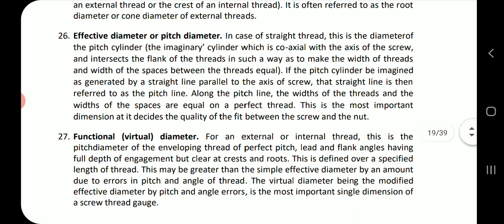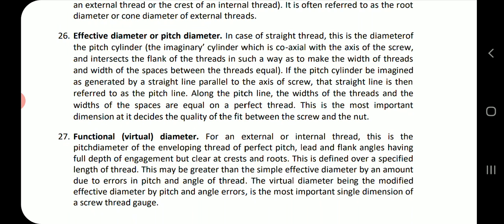Effective diameter or pitch diameter. In case of straight thread, this is the diameter of the pitch cylinder, the imaginary cylinder which is coaxial with the axis of the screw and intersects the flank of the threads in such a way as to make the width of threads and width of the spaces between the threads equal.